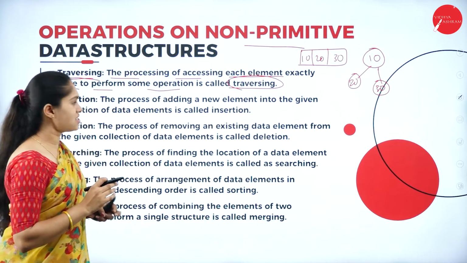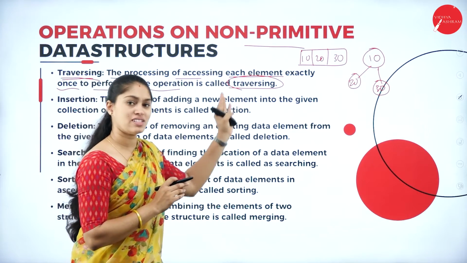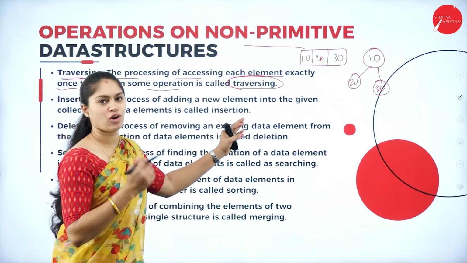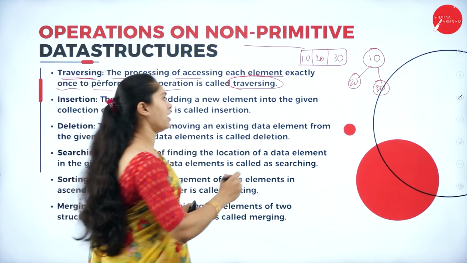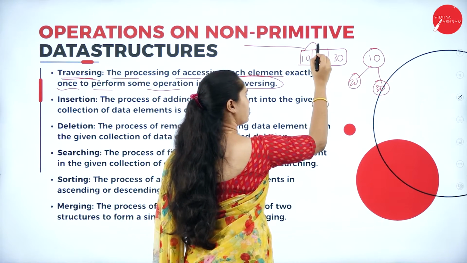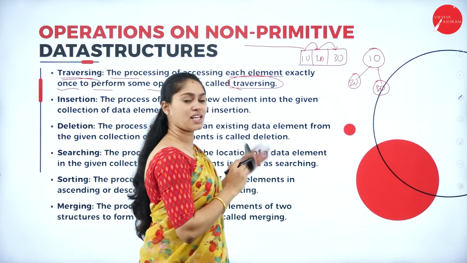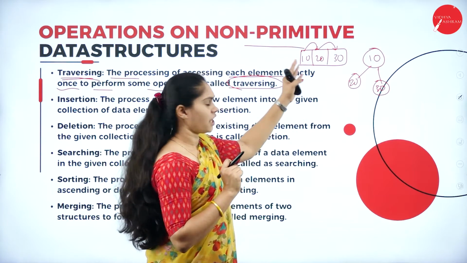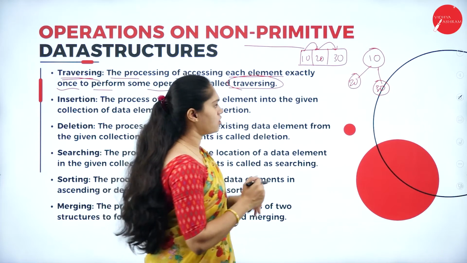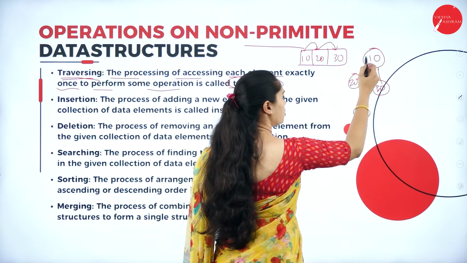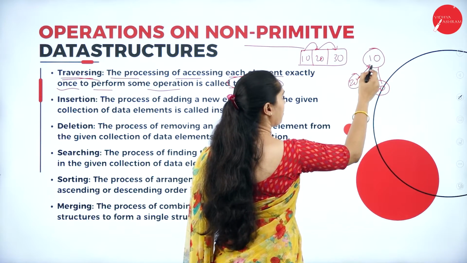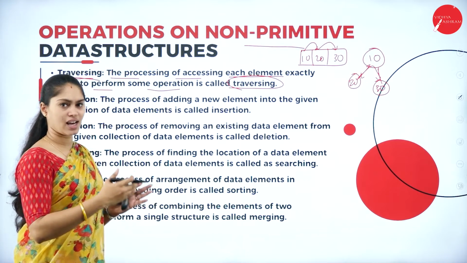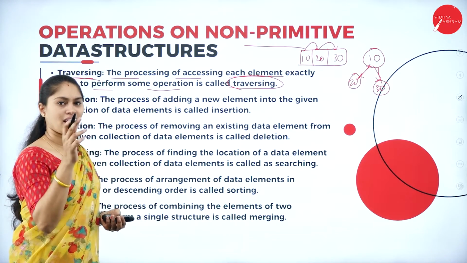What does traversing mean? Here we are visiting each node or each data item exactly once in order to perform some operations. So here I am going to visit 10, then I will visit 20, then I will visit 30. That is, I am accessing each data item exactly once to perform some operation. Here also I will come to 10, again I will reach 20, then come back, again I will reach 30. That means we are visiting each data item exactly once.